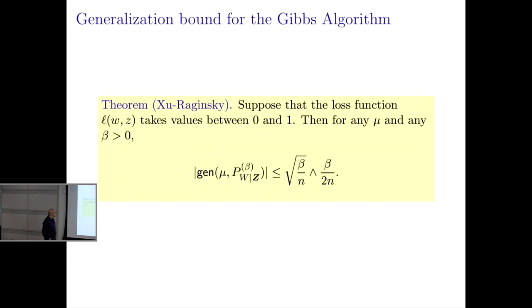So let's see. Here's the first statement. Suppose the loss function L takes values between 0 and 1 for simplicity. Then for any mu and any beta, the generalization error of the Gibbs algorithm is upper bounded by the minimum of square root of beta over n and square root of beta over 2n. So you can't make beta too large. But on the other hand, beta could be on the order of square root n, and you still get decent convergence. So how do we prove this?